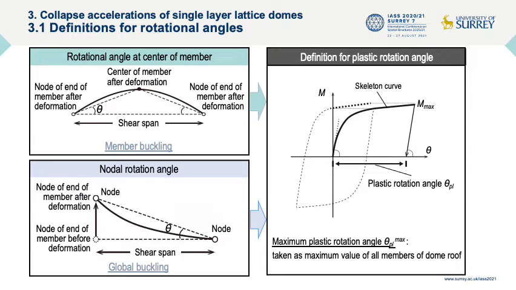In determining the collapse accelerations of lattice domes, the maximum plastic rotation angle θ PL max is defined. The definitions for the rotational angles at the center of a member and the nodal rotation angles are shown in the figure. Right figures show the definitions for the plastic rotation angles θ PL. The plastic rotation angles are obtained by the skeleton curve. θ PL max is taken as the maximum value of all members of the dome roof.